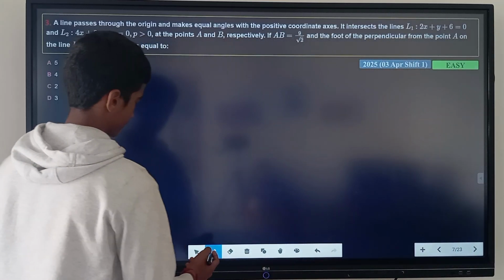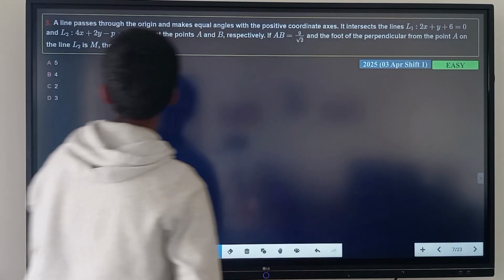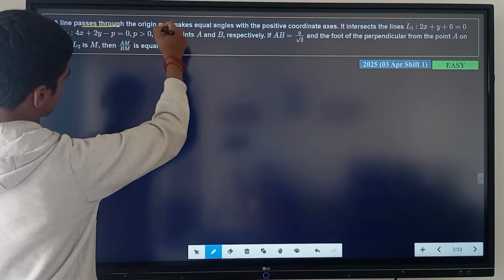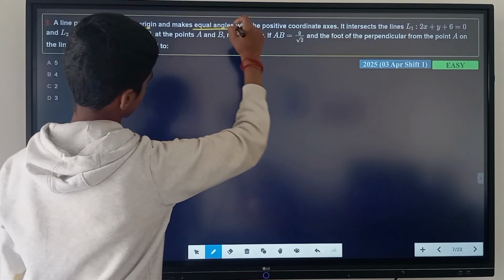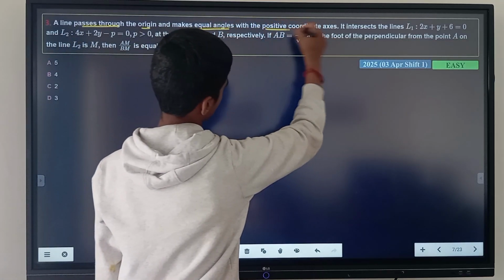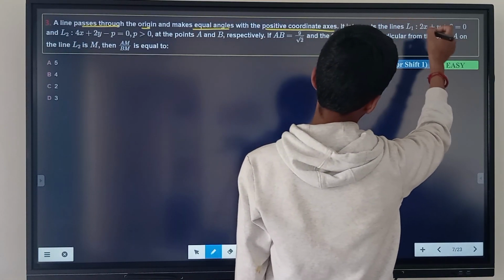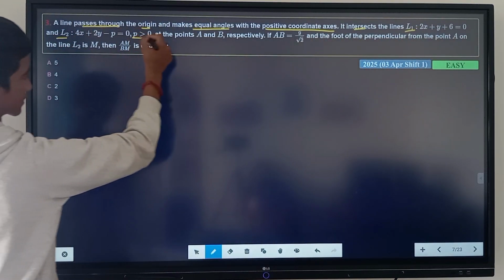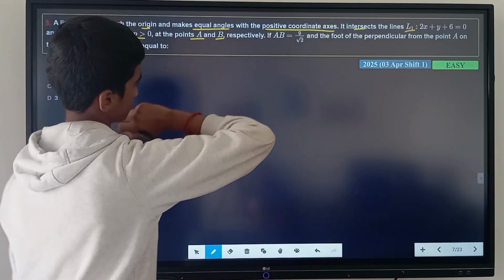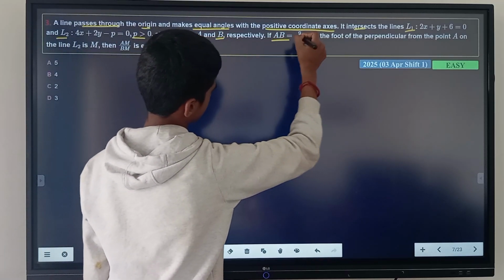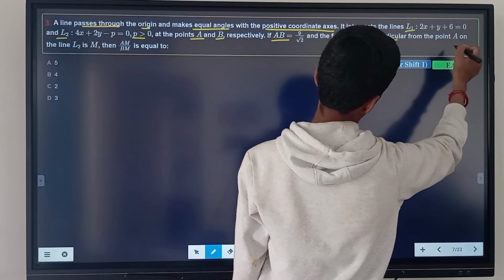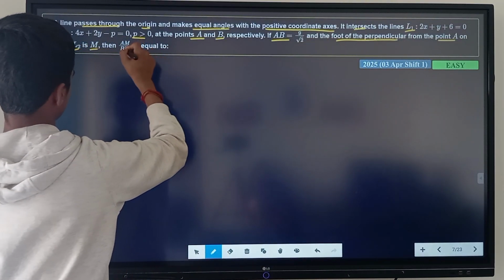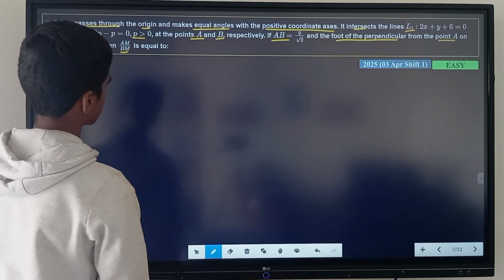Here is our next question. This time our question says a line passes through the origin and makes equal angles with the positive coordinate axis. It intersects the lines L1 and L2, where p is greater than 0, at the points A and B respectively. If AB is equal to this, and the foot of the perpendicular from the point A on the line L2 is M, then the value for this ratio is equal.